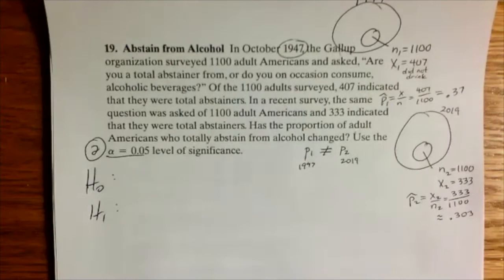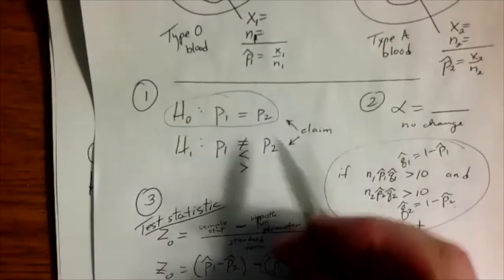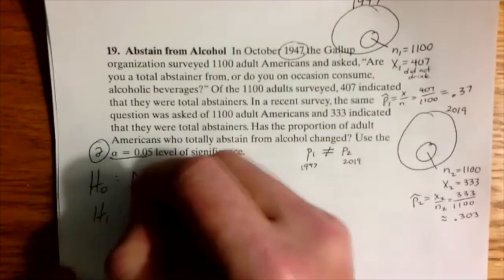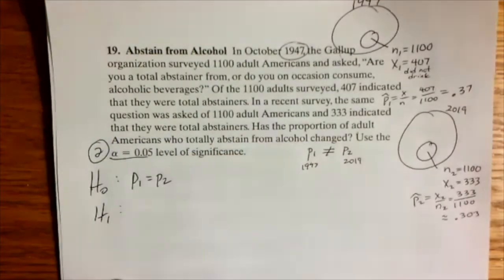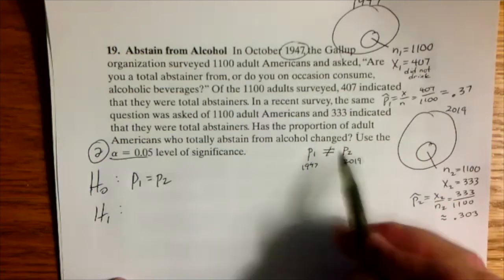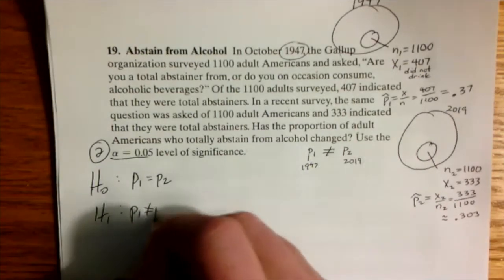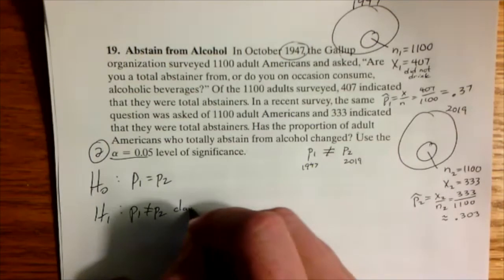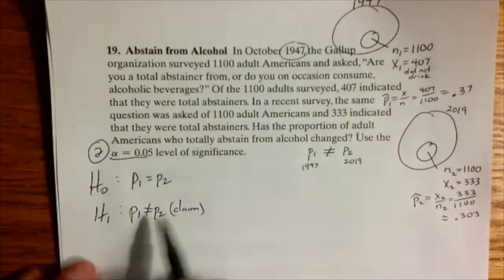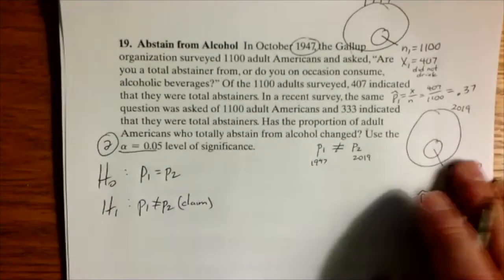Now, as I mentioned earlier, the null hypothesis is always the same. So every problem that you do from this section, the null hypothesis is going to be P1 equals P2. And here is our claim. So this is the alternative hypothesis, P1 not equal to P2. It has changed. It might be greater, might be less, we don't know. All right, here's where we need to define the two variables.